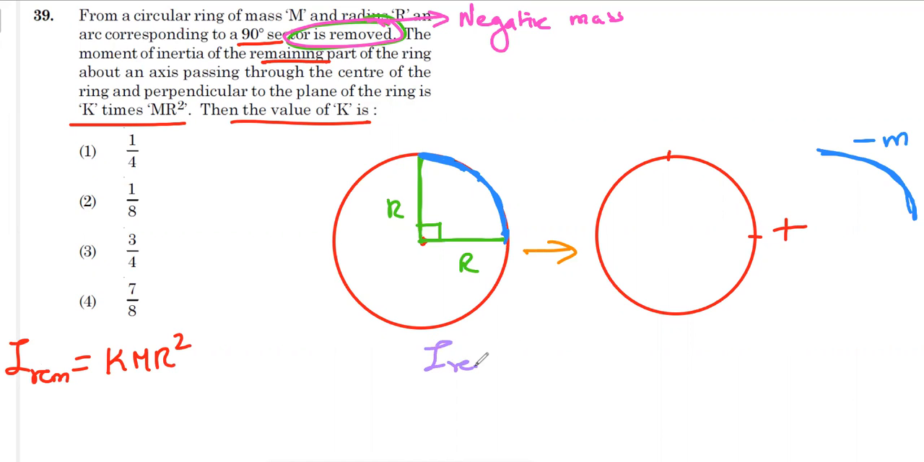So I remaining is equal to I of the full ring. The full ring is mr square, plus this removed portion. It is a part of the ring, how much of a part? 1/4. Okay, this mass will be 1/4 of the full mass. So here it will be mr square only.